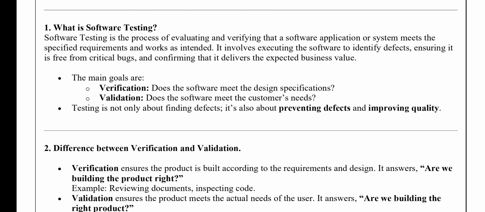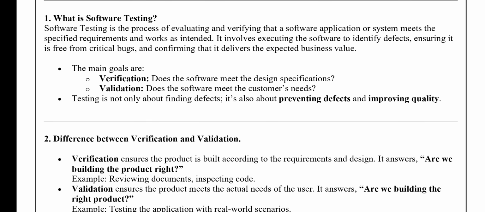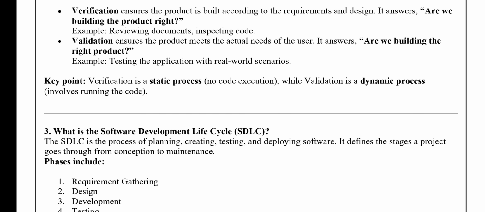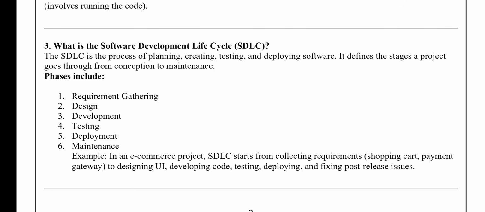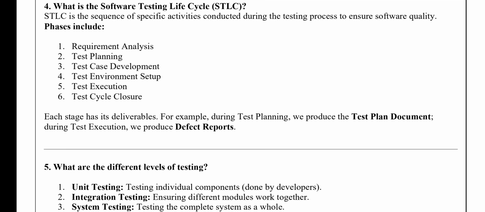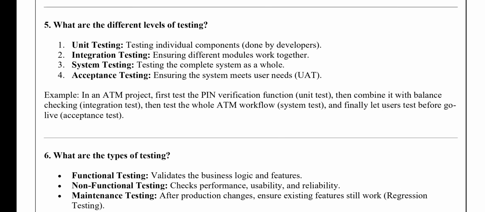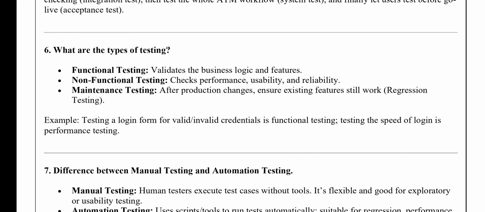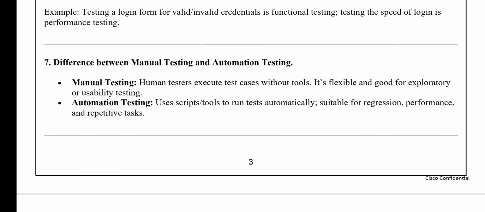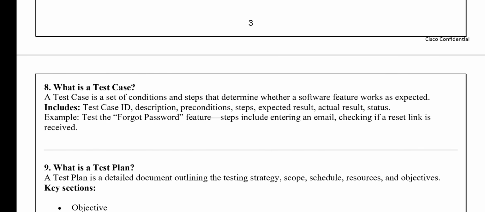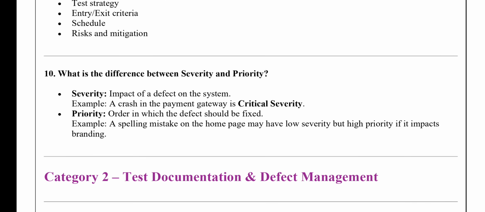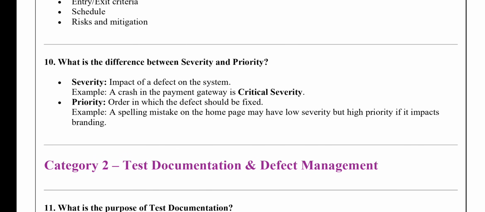So we have talked about what is software testing, what is the difference between verification and validation, what is the software development lifecycle, and what is STLC, what are the different levels of testing, what are the different types of testing, what's the difference between manual testing and automation testing, what is a test case, what is a test plan, what's the difference between severity and priority.